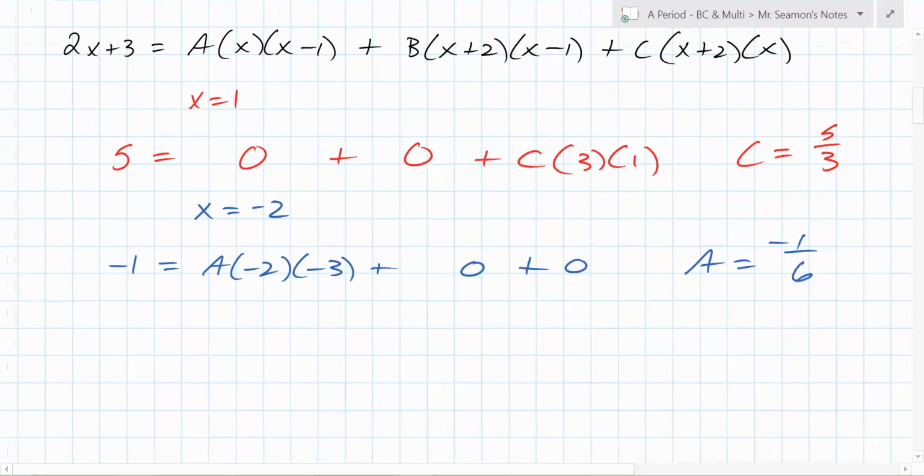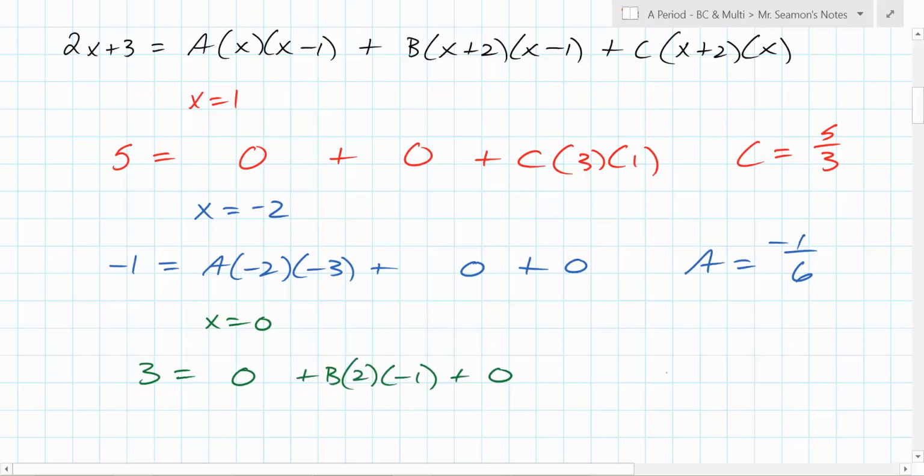So then what's the next number we should choose? 0. X equals 0, so you end up with 3 is equal to 0 plus b times 2 times negative 1 plus 0. So b is going to be equal to 3 over what? Negative 3 over 2.